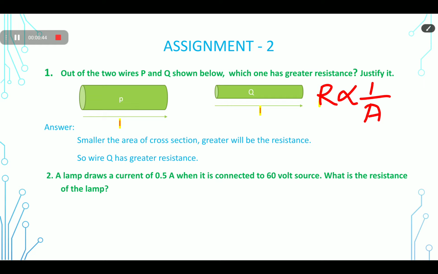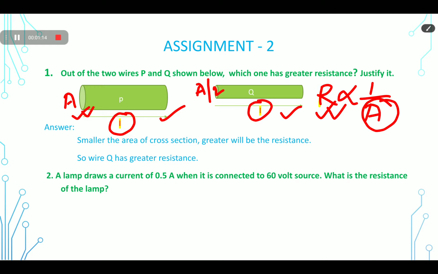And as we can see, there are two conductors, two wires P and Q. Each wire has equal length L. So its resistance depends on its area of cross section. One has area A and the other has area A by 2, meaning half of this. This means that the wire which has smaller area has greater resistance. So smaller the area of the cross section, greater will be the resistance. So the wire Q has greater resistance. This is the solution for the first question.